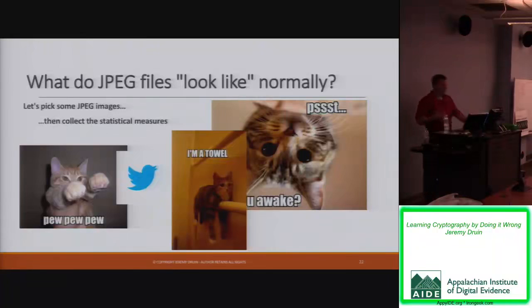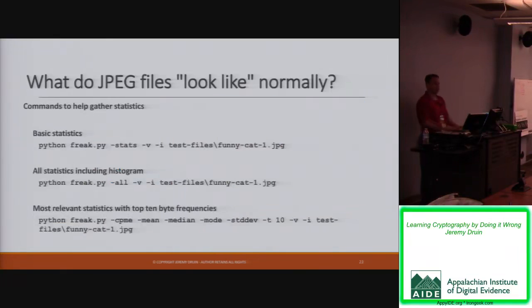One way to do that is just take a bunch of pictures and do the analysis on them and see if you can figure out anything in common. So we'll take these 4 pictures here, 3 of which are similar and 1 of which is deliberately different, and see what kind of statistics we can get on them. These are the commands to run the basic statistics. Again, all of it's in the README file on the project page.